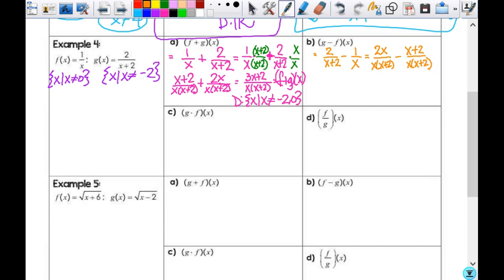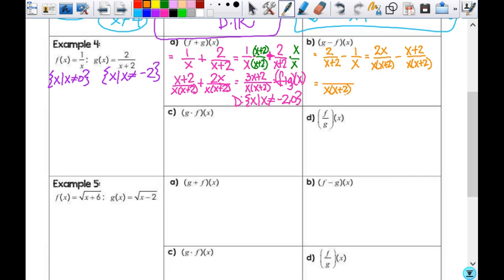Everybody with me so far? Does my denominator change when I combine these? No, it doesn't. So my denominator stays x times x plus 2. Yes? So what do you think my numerator is? X plus 2? Or x minus 2?